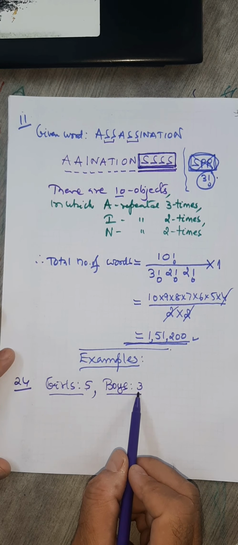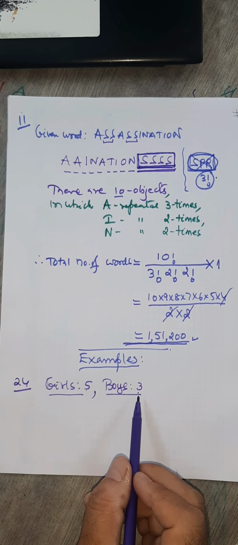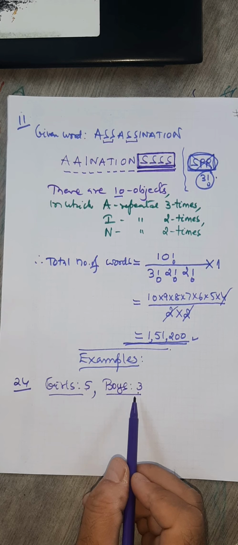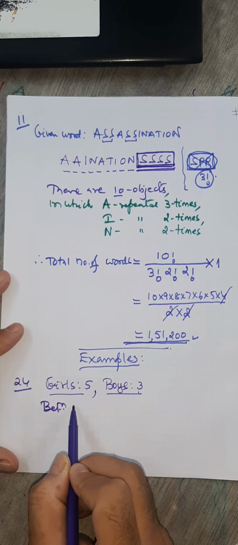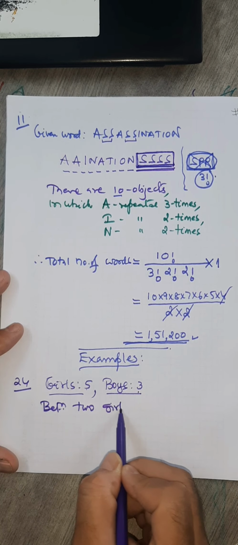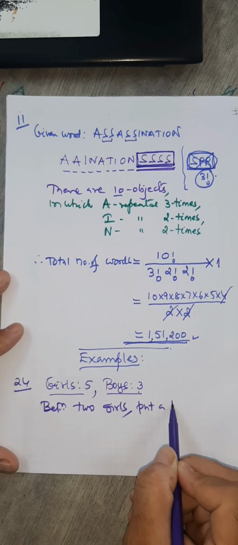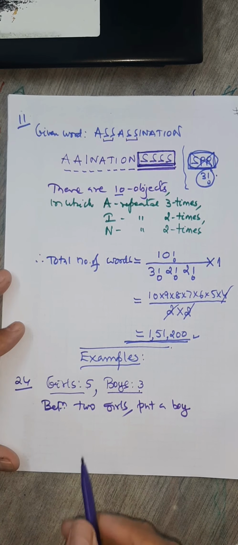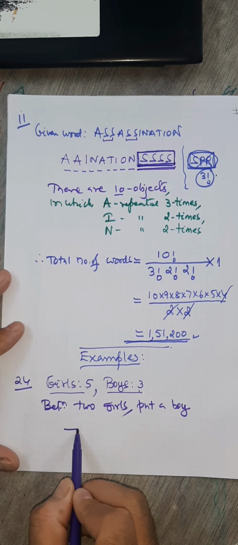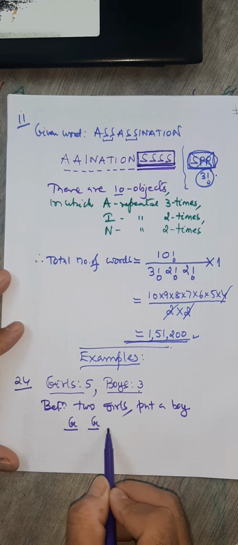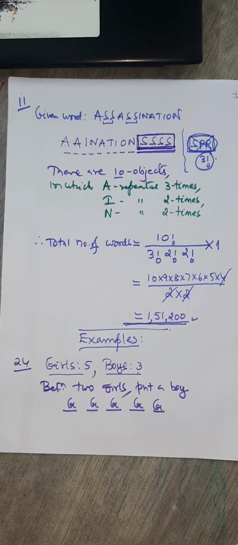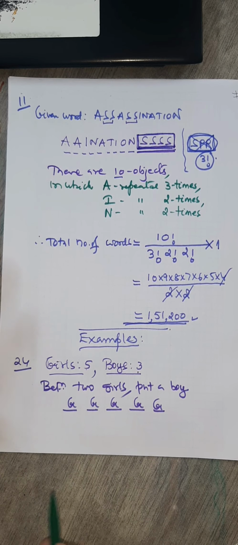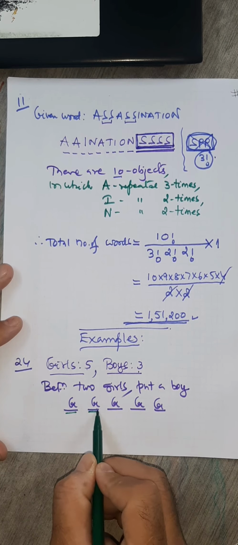Now what's the condition here? These are arranged, so it's a question of what? Permutation. We are going to use permutation in such a way that no 2 boys are together. So what we do, between 2 girls we put a boy. Right. So how many girls are there? 5. G, G, G, G and G. 5 girls. Okay.